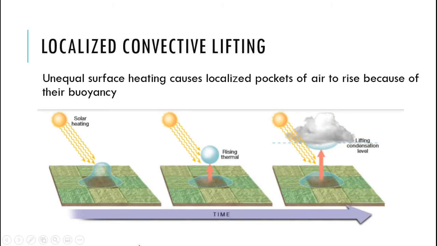If at this surface, you have unequal heating, halimbawa dito is vegetated, so hindi siya mabilis uminit. Unlike for this one, we have no vegetation or no plants here. So, it can increase its temperature at a faster rate. So, yun yung tinatawag nating rising thermal. Okay? Unequal surface heating causes localized pockets of air to rise because of their buoyancy. So, yan, part lang ng air yung nagra-rise. And it can form clouds over that region.